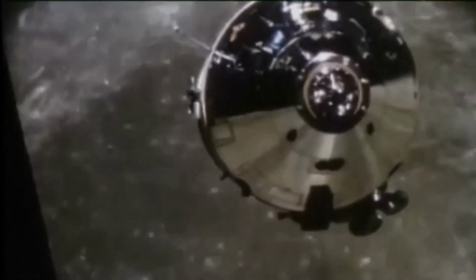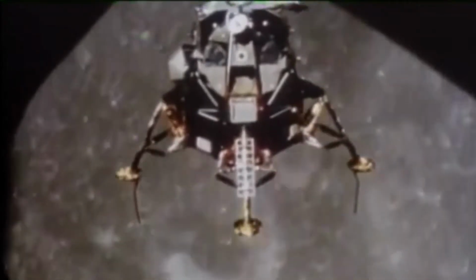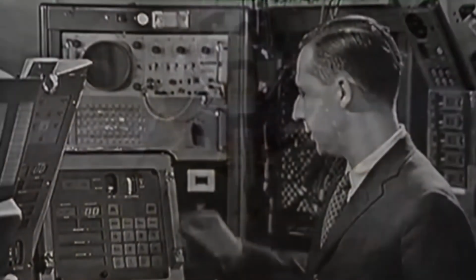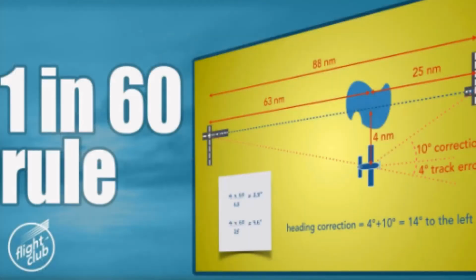We're talking about a 480,000-mile round trip in cislunar space with little or no tracking capabilities, with only the stars as a visual reference, using a non-autonomous computer. Now apply a version of the 1 in 60 rule to these factors.